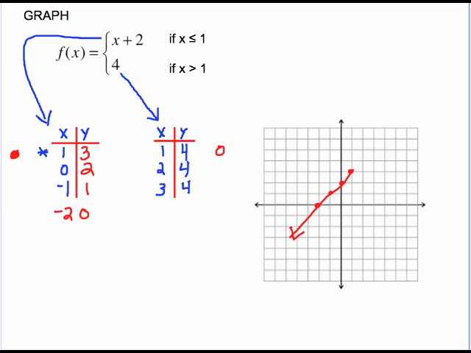Switching colors. To do this one, everywhere my y value is going to be 4. At 1, we're up at 4 with an open circle. At 2, we're up at 4. At 3, we're up at 4, etc. This is just going to make a horizontal line, beginning there, heading off to the right with my open circle there. So that one gets the colored in circle, that one gets the open circle.